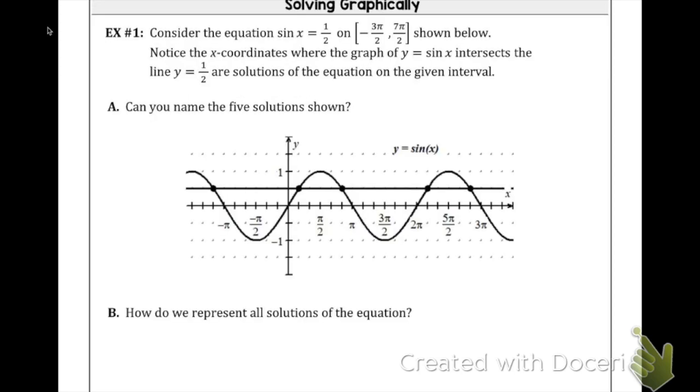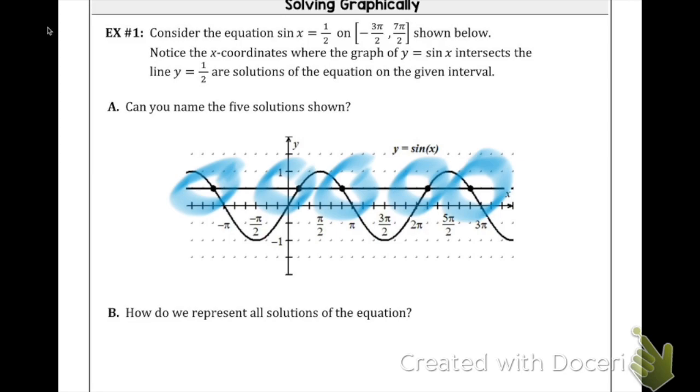So looking at example 1, let's think about this graphically. If we consider the equation sine of x is equal to 1/2, and we're focusing on the interval from negative 3/2 pi to 7/2 pi, which is the graph shown below, notice the x-coordinates where the graph of y equals sine of x intersects with the line y equals 1/2. Those would be your solutions of that equation. So can you name the 5 solutions?